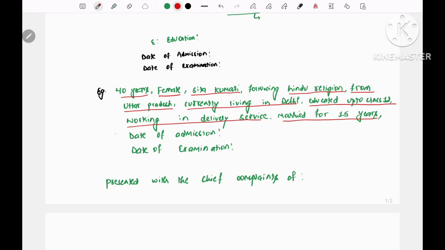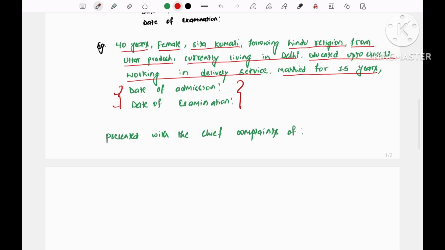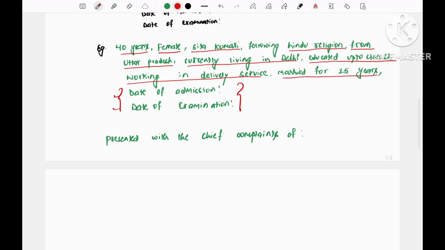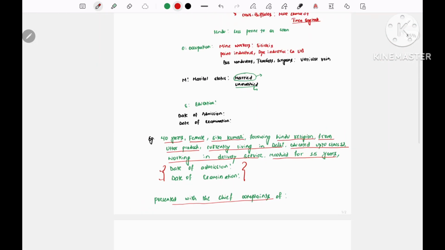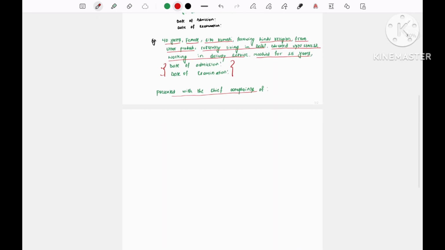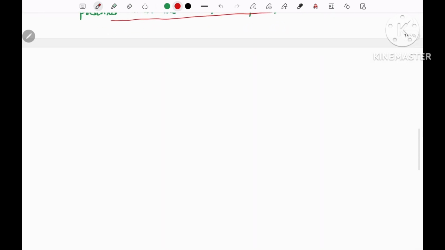And if the patient is in the OPD, then we do not mention the date of admission. But if the patient is in the ward, then we also write the date of admission and date of examination. Otherwise, only the date of examination is important. And after this, we write the chief complaints. So now the second point is the chief complaints. In this way, our patient particulars are completed. Okay. Now the second one is chief complaints.